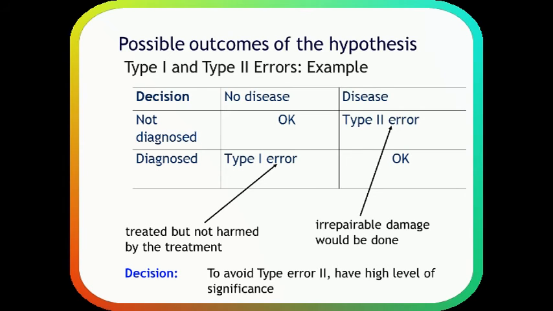So if you remember, I said earlier, you need not have an alpha which is very low unless you have other considerations, that you have a large sample size, or you can be sure that you are likely to get a significant result. So you can have a high level of significance in order to avoid type 2 error.